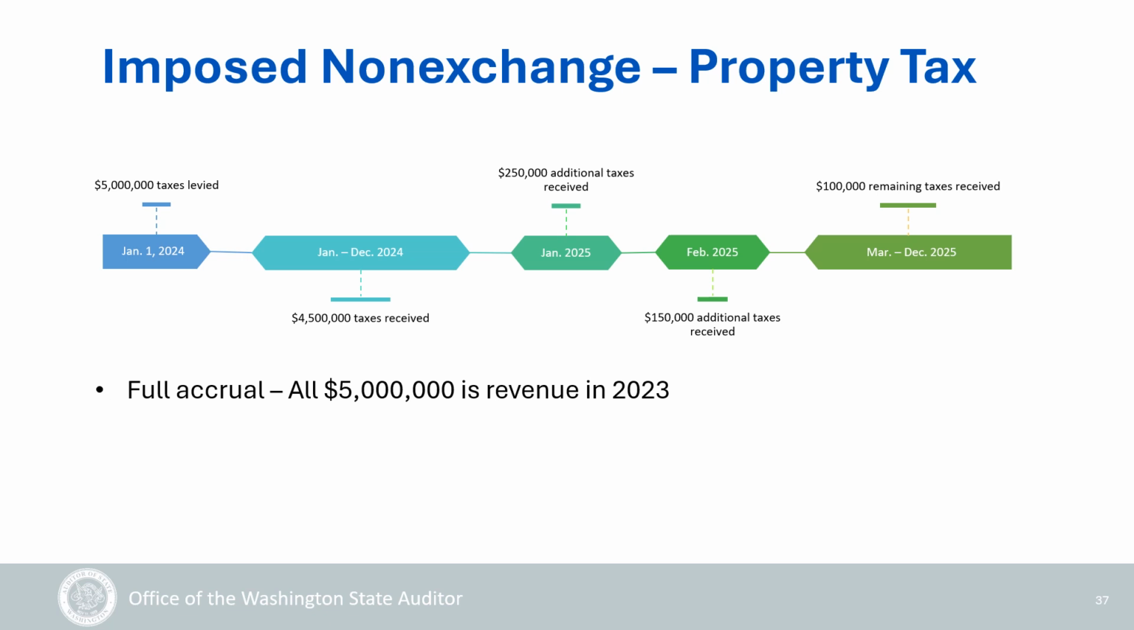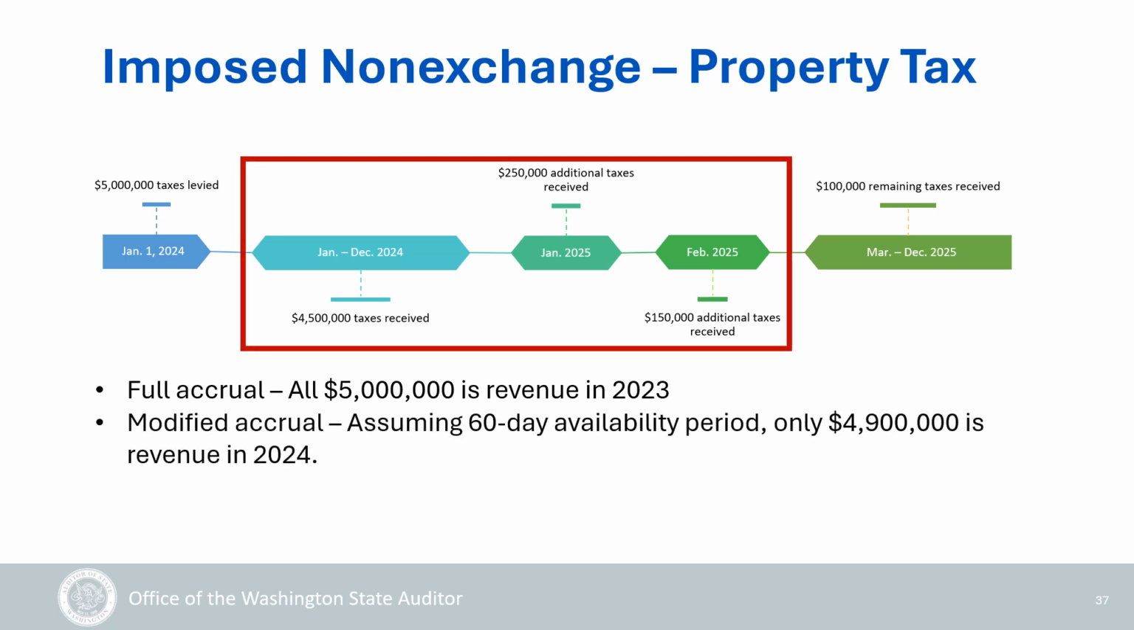Modified accrual, though, needs to consider when the property taxes are available. Let's assume a 60-day availability period. That means the revenue collected in January and February are available. So we add the $4.5 million collected in 2024, we add the $250,000 collected in January, and we add the $150,000 collected in February to get a total of $4.9 million of revenue that's recognized under modified accrual.